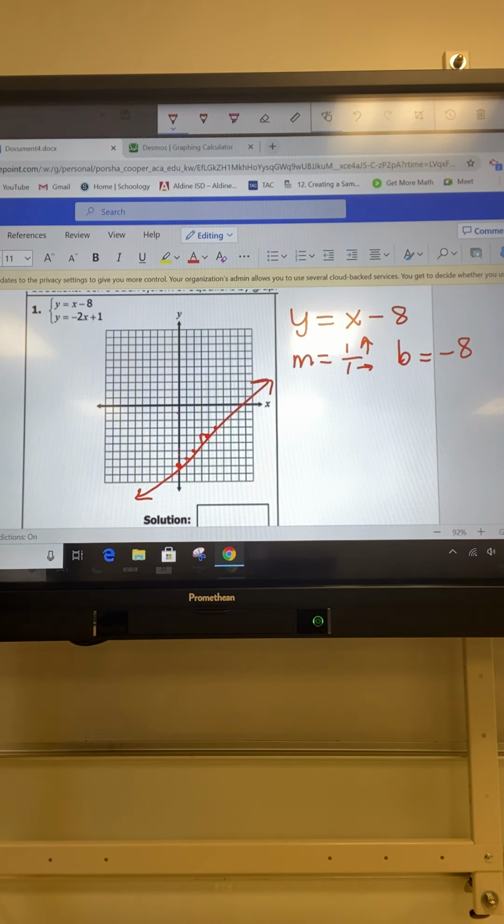Then we need to do the same thing with the second equation, which is y equals negative 2x plus 1. This line is going to have a slope of negative 2 over 1, and the y-intercept is going to be at positive 1. So we're going to begin on the y-axis at positive 1. Our slope is negative 2 over 1, so I'm going to go down 2, right 1. It'll put me right there. And then I'm going to continue that pattern, and eventually the lines are going to intersect.